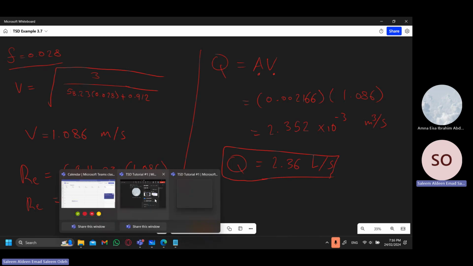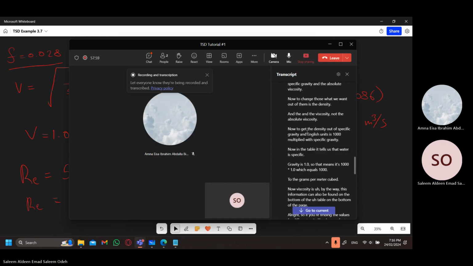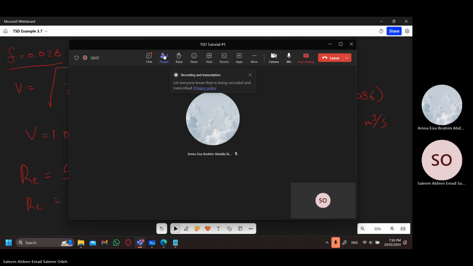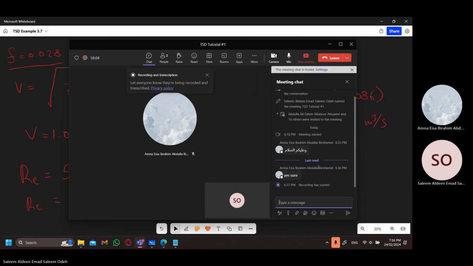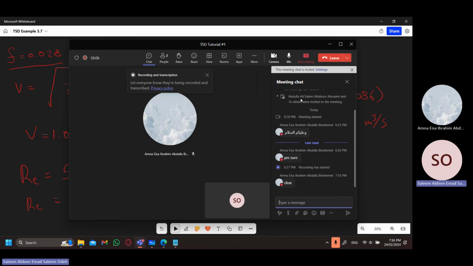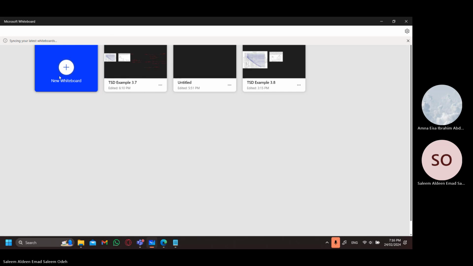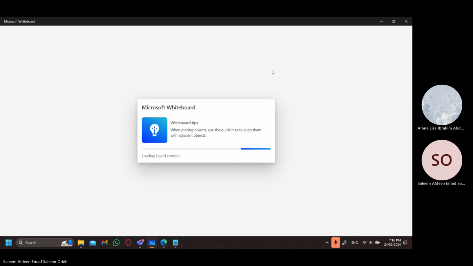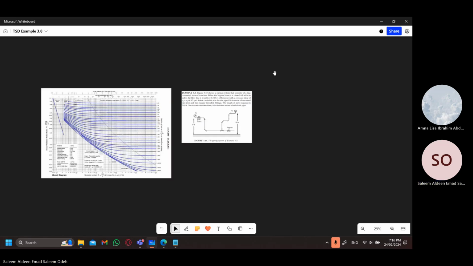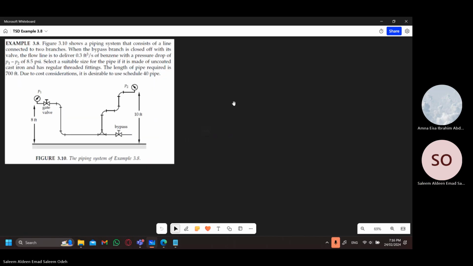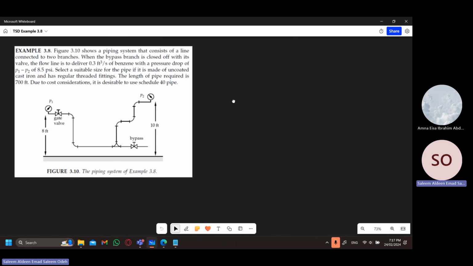Now, does anyone have any questions? Tamam. Now we'll go on to the second question, example 3.8. This example can also be found in the slides and the book. And as I stated earlier, these two examples were suggested to me to solve by Dr. Kamel. Let's just jump straight into it.